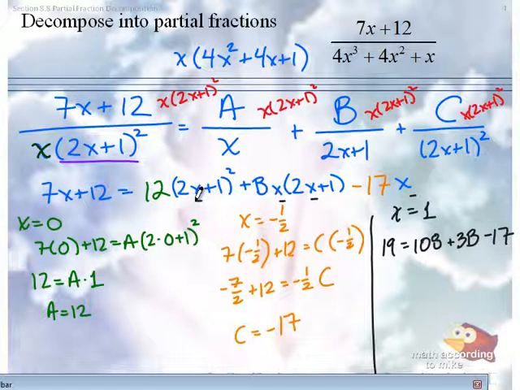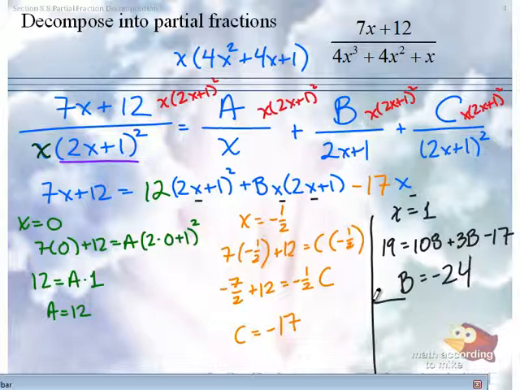Solving for B, you can combine the 108 and the 17 if you want first, or subtract both sides by the 108 and add a 17. And then divide by 3. What do you get for B? Negative 24? Hooray!